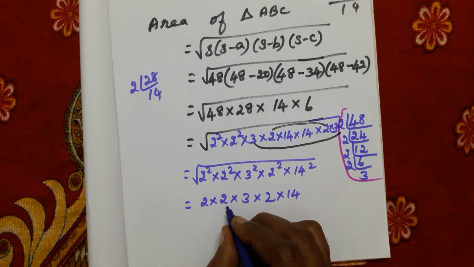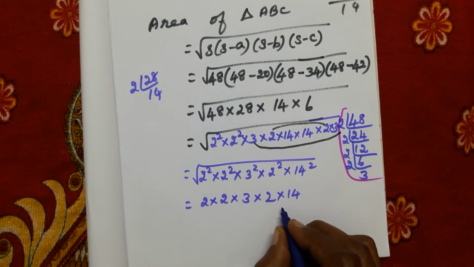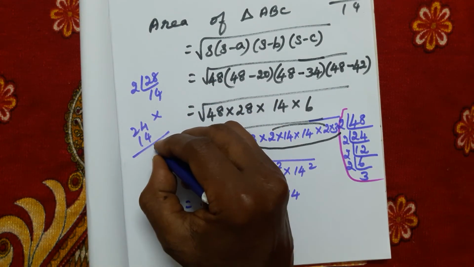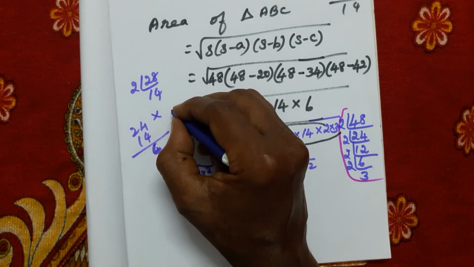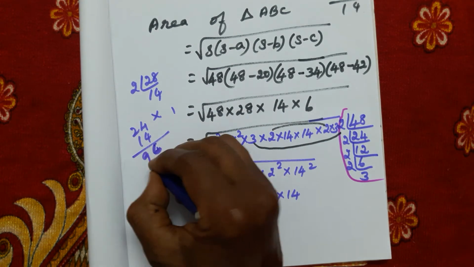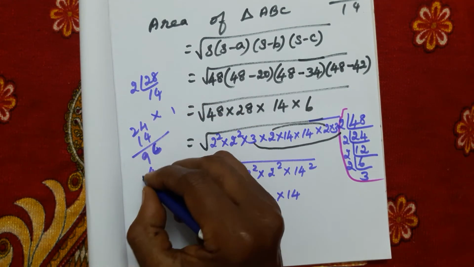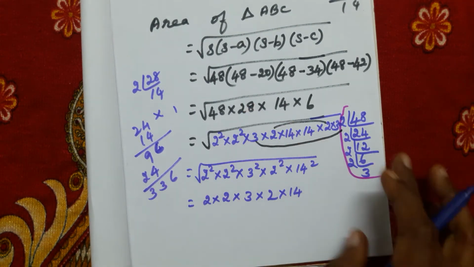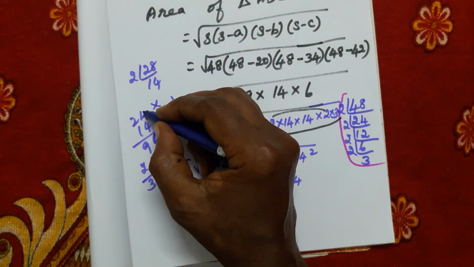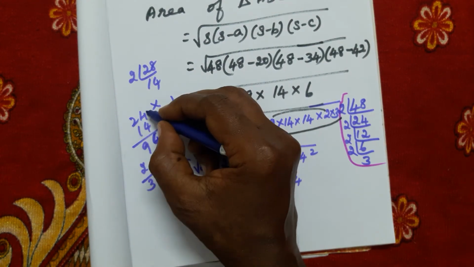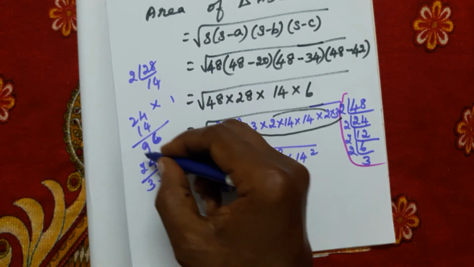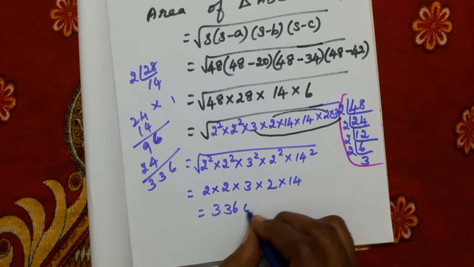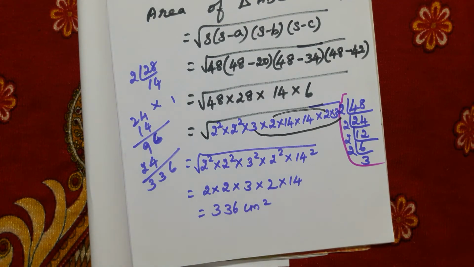2 2s are 4. 4 3s are 12. 12 into 2, 24. 24 into 14. 4 4s are 16. 4 2s are 8, 9. 1 4 is 4. 1 2 is 2. So equal to 336 centimeters squared. This is the area of triangle ABC.